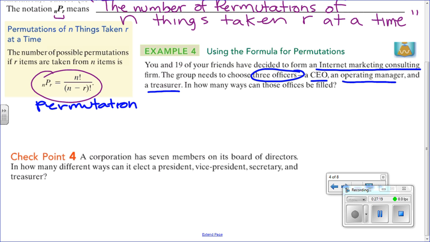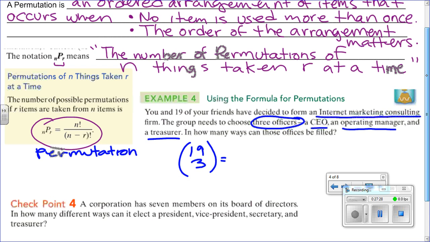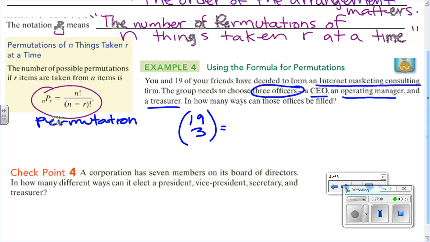So out of 20, we're going to take 3. You and 19 of your friends, so 20. We're going to use this formula because the order matters. So it's a little different than the combination one, but not too different. We take 3, correct? 3 roles.